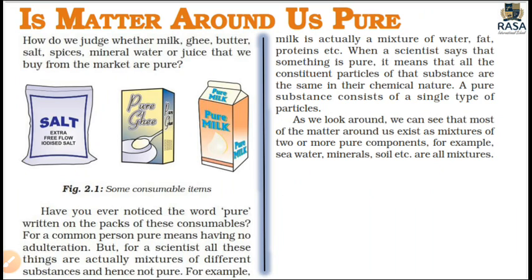Adulterant का मतलब मिलावट. ओके, तो जैसे हम कोई सॉल्ट लेने गए तो अगर उसमें कुछ और डाल दिया उसने तो वो क्या हो गया, मिलावट हो गई. So in chemistry that word is mixture. Okay, so here, you have ever noticed the word pure written on the packs of these consumable items? For a common person, pure means having no adulteration. कोई मिलावट नहीं है. But for chemistry, what is it?